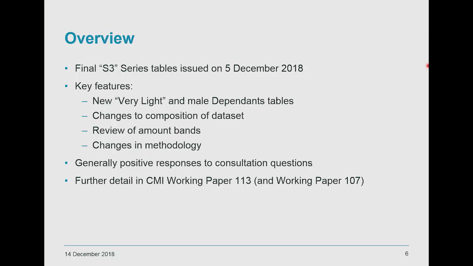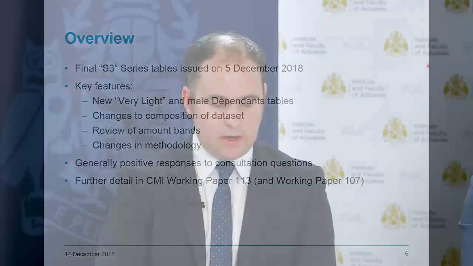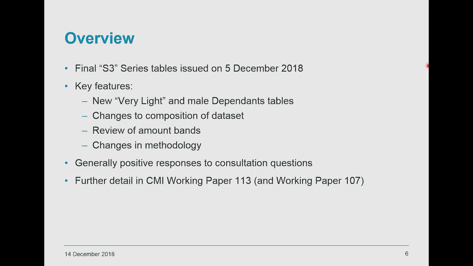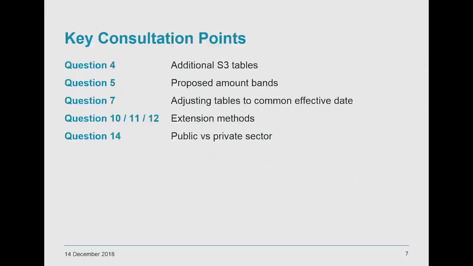We had a consultation back in June that ran over the summer. There were 15 questions in total. In general, there were positive responses to the consultation questions. And there's more detail as to what we've been doing in the CMI working papers, both 113, which sets out the final tables, and 107, which introduced the draft tables and the consultation. So we'll go through some key consultation points.